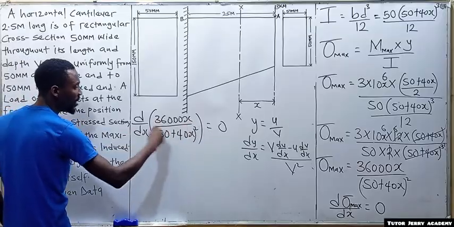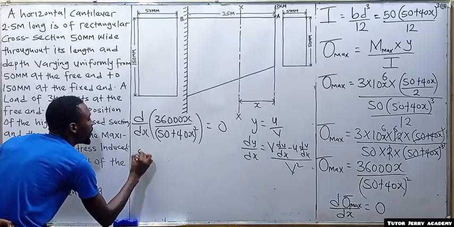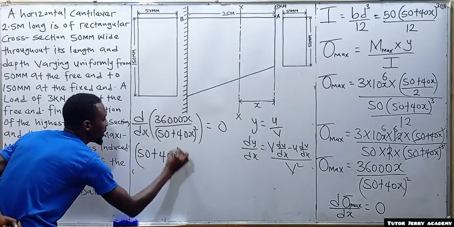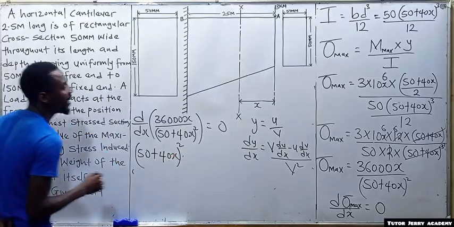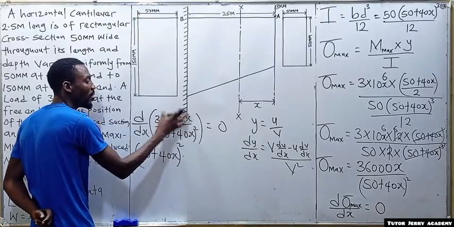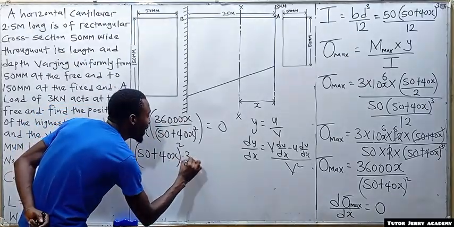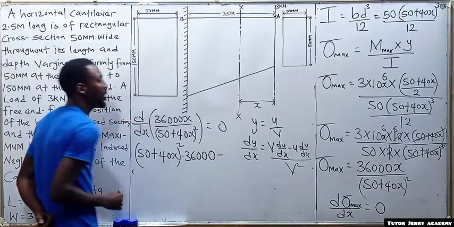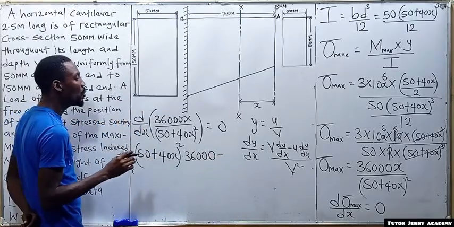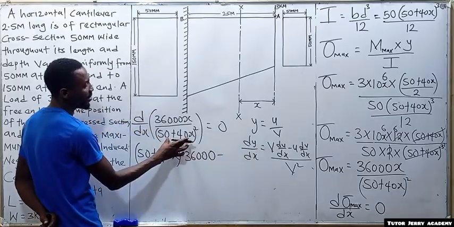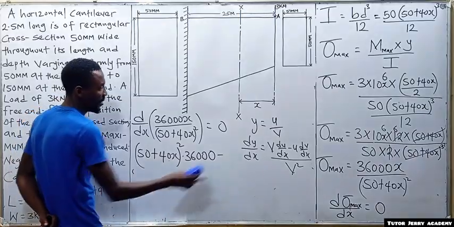This is going to be v. So v, that is 50 plus 40s all squared, that is our v, multiplied by du ds. This is our u. So if we differentiate this in respect to s, we are going to have 36,000. So 36,000 minus u dv ds. So this is our u. We are going to have 36,000 s. Then we are differentiating this. I hope you understand.